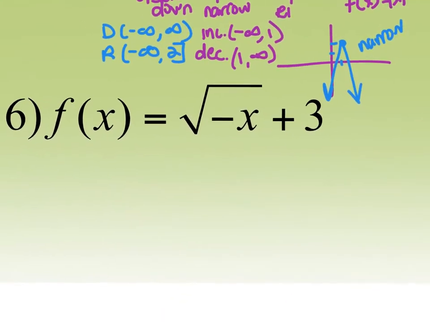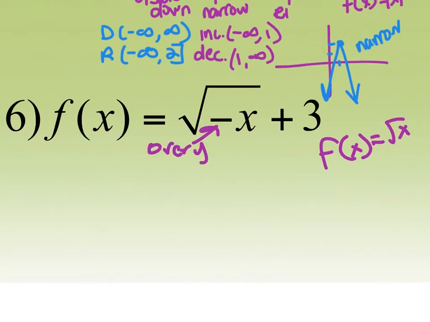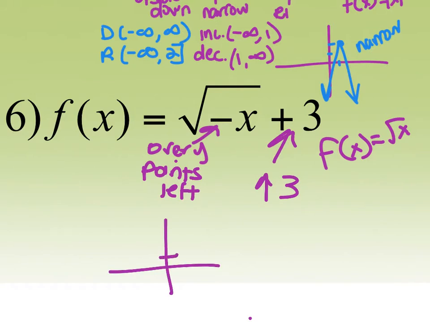And the last one, parent function, square root function. The negative on the inside does what? Over the y, right? So over y, or points at left, same thing. And the +3, up 3. So 1, 2, 3, plot my point. Normally that points to the right, but it's not. It's pointing to the left.